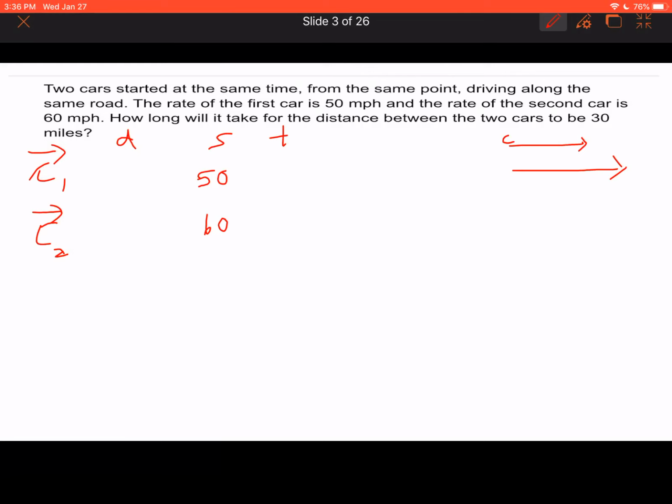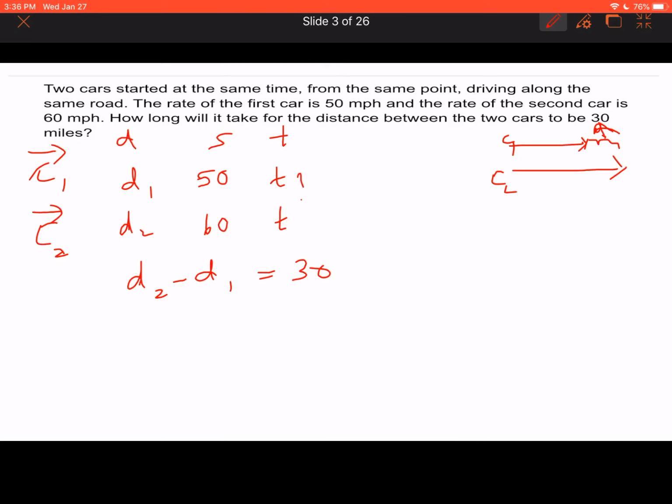Suppose this is car 1 and this is car 2. Because the speed of the second car is more, it is going to cover an extra distance of 30 miles. So that means the distance between car 2 and car 1 is going to be 30 miles. So this is the understanding, and with this understanding we are going to calculate the time.